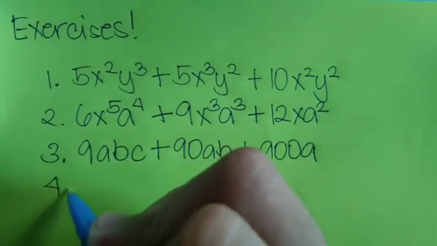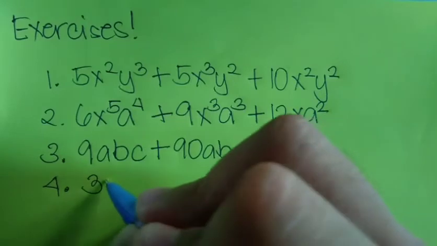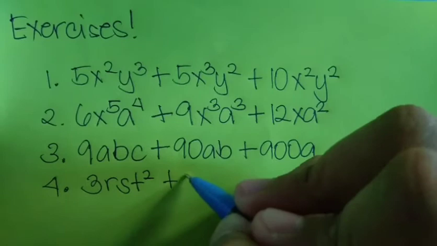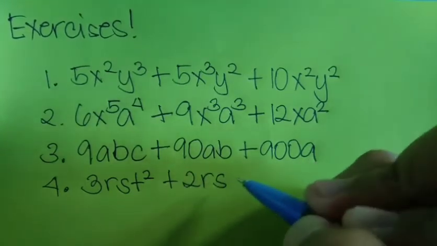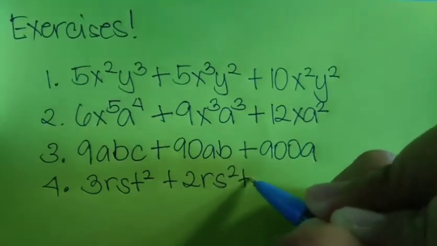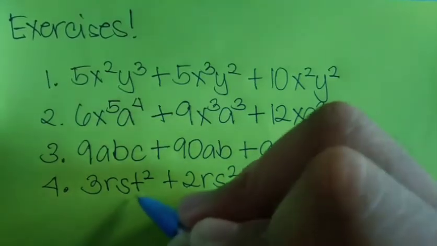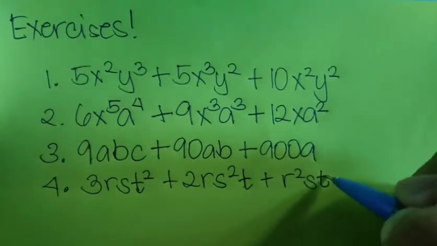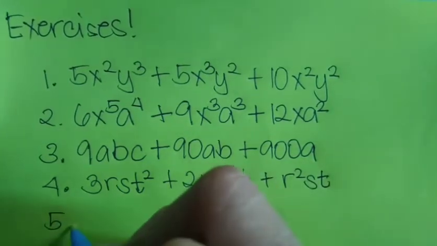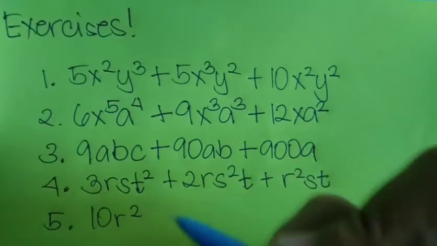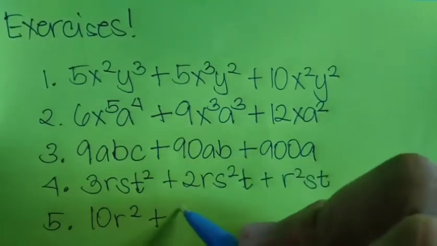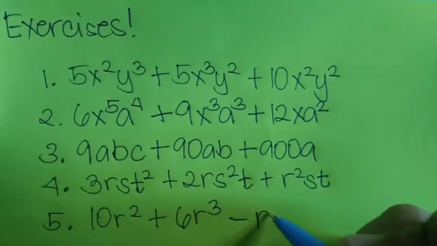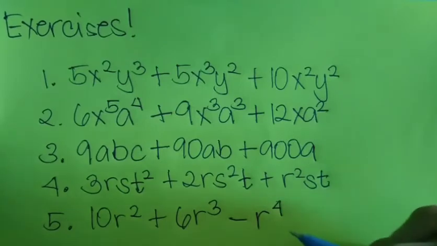Number 4, 3rt squared plus 2rs squared t plus r squared st. And number 5, we have 10r squared plus 6r cubed minus r raised to the 4th power.